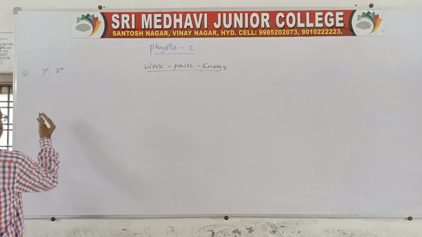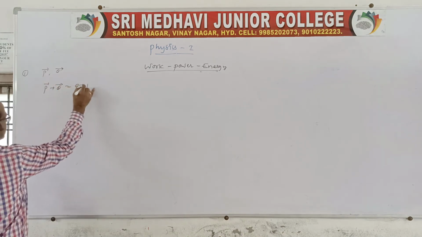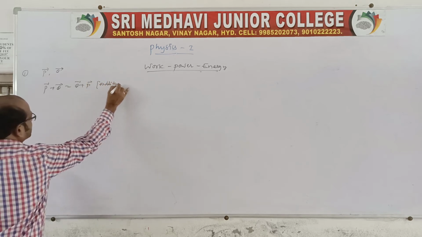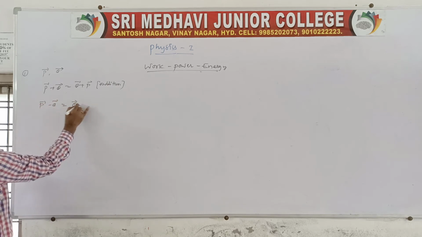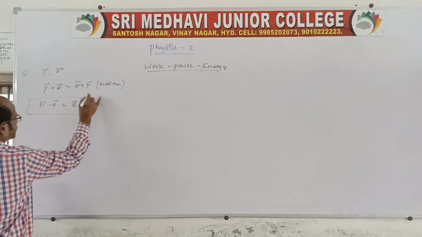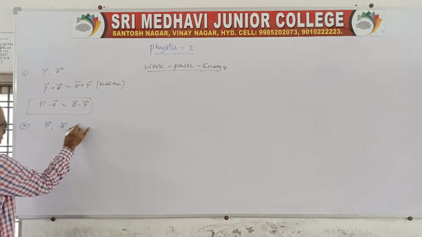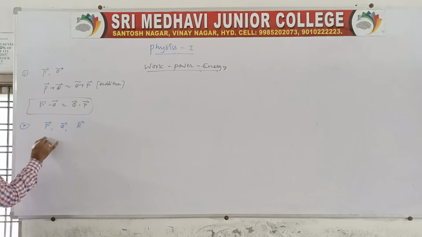Sir, what is commutative law? That is actually in addition, as we can take. It is in case of addition. Sir, what about in multiplication? Of course, P dot Q is equal to Q dot P. It obeys the commutative law. Clear? And second, you take a P vector, Q vector, R vector. These are three vectors. It obeys the associative law. Sir, what is associative law?